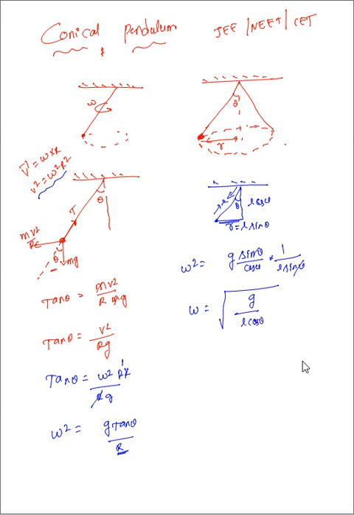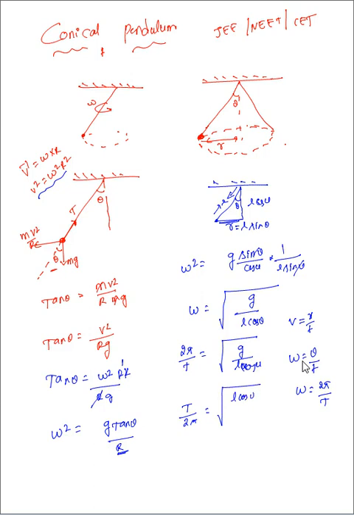And you know that linear velocity is displacement by time, and angular velocity can be written as angular displacement by time. If it makes a complete circle, the angular displacement is 2 pi. I am going to substitute this value here. 2 pi by time equals under root g by L cos theta. Reciprocating this formula, T by 2 pi equals under root L cos theta by g. Therefore T equals 2 pi times under root L cos theta by g. For a general pendulum, we have 2 pi under root L by g.